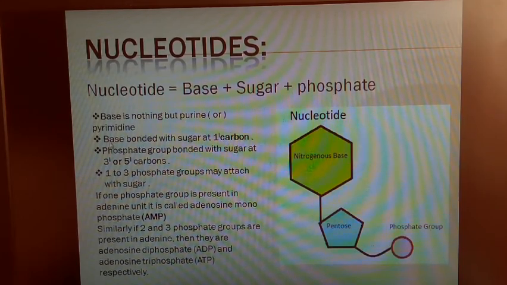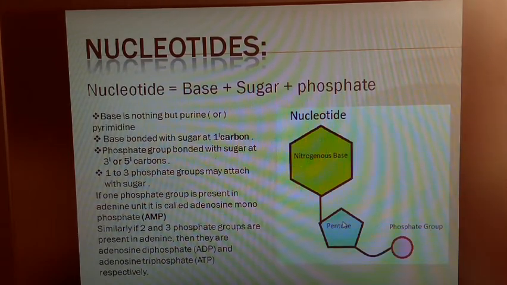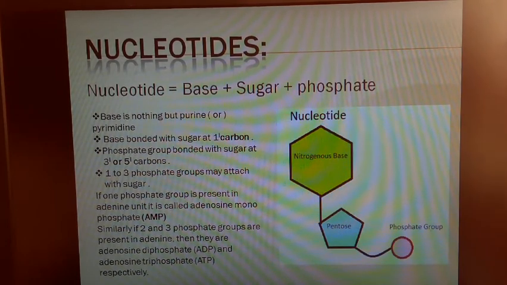You can observe the base bonded with sugar at the first carbon. So on the first carbon, you can observe this one: the nitrogenous base, and we have the pentose sugar. First we'll discuss how these two are bonded. Suppose the nitrogenous base is a purine, then the ninth nitrogen will bond to the first carbon of the pentose sugar.